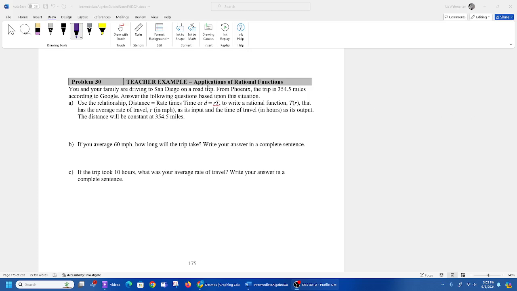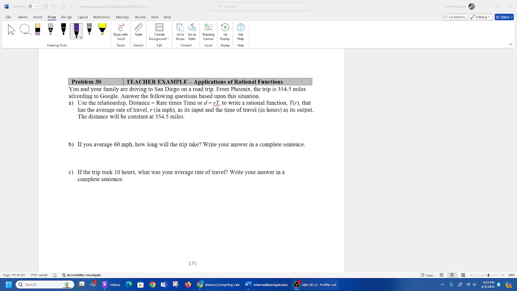In problem 30, we have an application of a rational function. You and your family are driving to San Diego on a road trip. From Phoenix, the trip is 354.5 miles according to Google. Answer the following questions based on the situation.